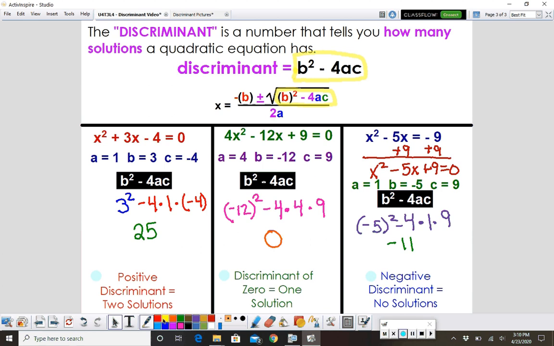Hopefully this makes sense to you, because think about it. This is the value that would be under our square root symbol. And we've already talked about it. We're not allowed to take a square root of a negative number. So once we got that, we would know there are no solutions. Okay? So positive discriminant, 2 solutions. Discriminant that equals 0 is 1 solution. Negative discriminant is no solutions.